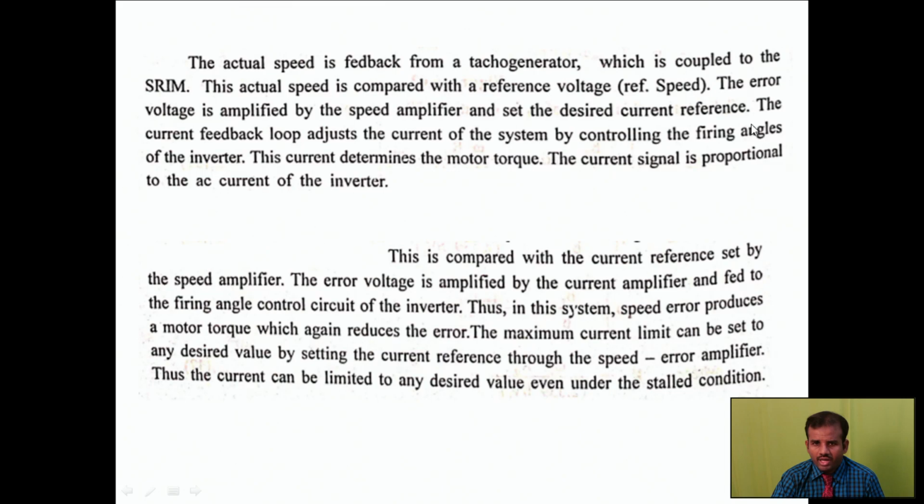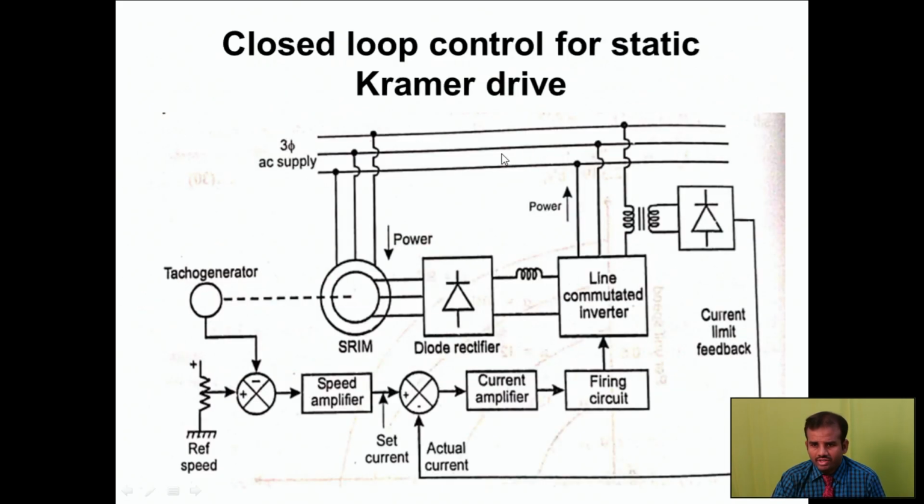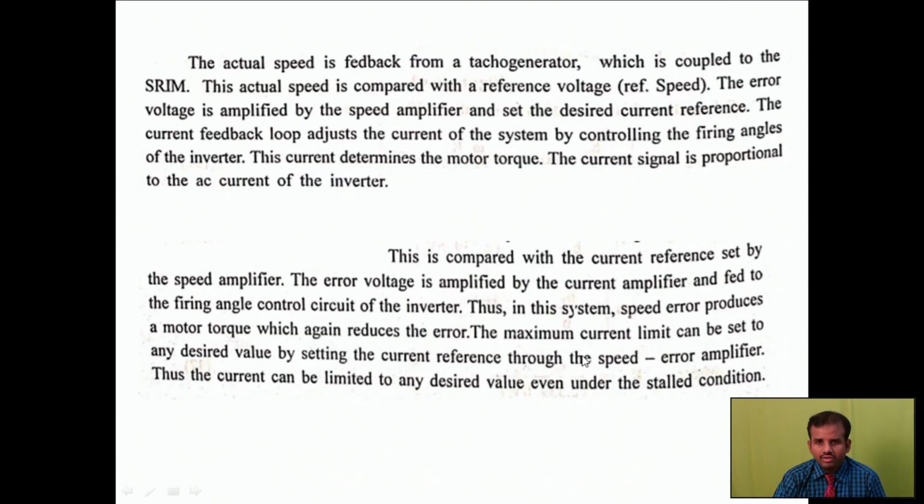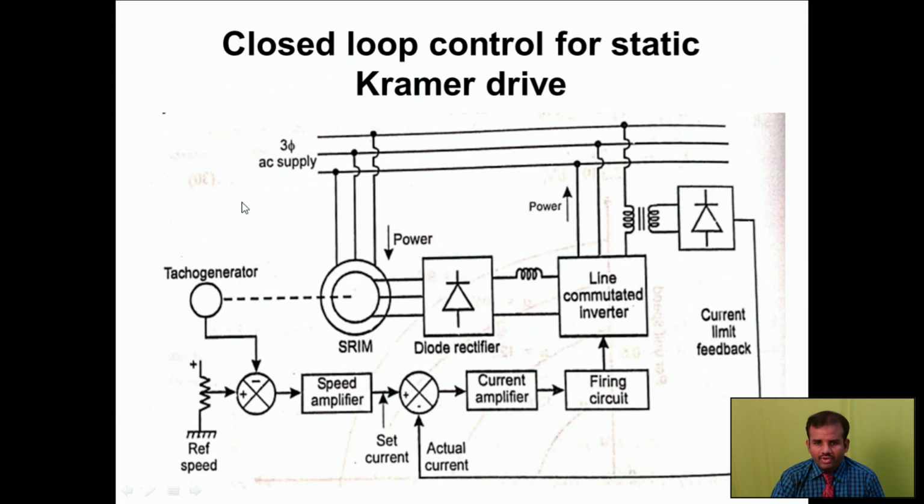The current feedback loop adjusts the current of the system by controlling the firing angle of the inverter. This current determines the motor torque. The current signal, which is proportional to the AC current of the inverter, is compared with the current reference set by the speed amplifier. The error voltage is then amplified by the current amplifier here.